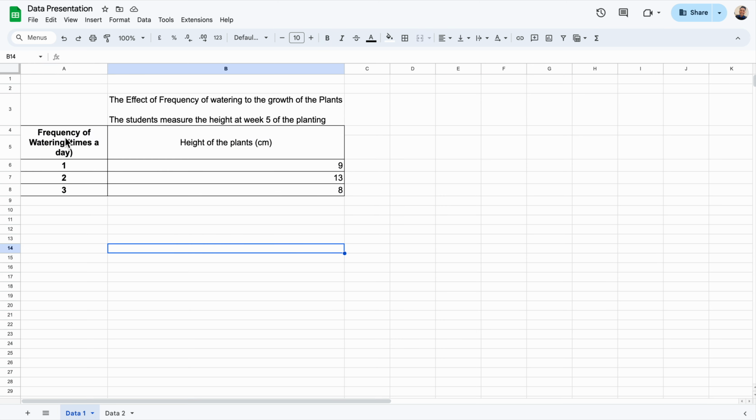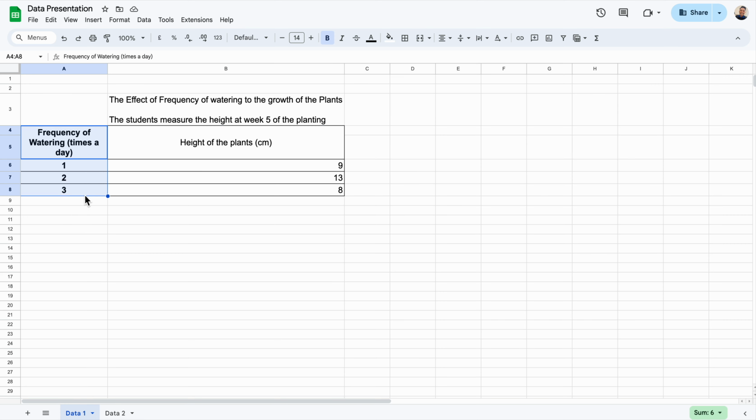First, there is what we call the heading of the table. The first column is always the independent variable, and the second column will be the dependent variable. In the heading we write the variable, frequency of watering, and then the unit, how to quantify it, like times a day. So one here means one time a day, two means two times a day, and three means three times a day. You have to remember that there is a proper heading.